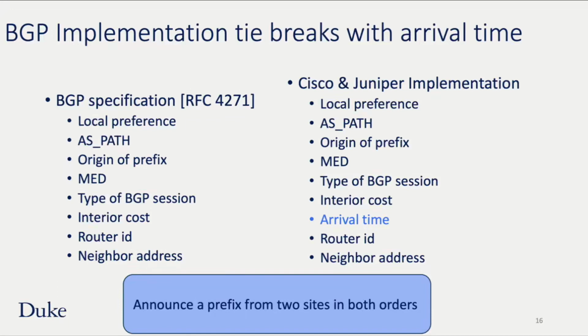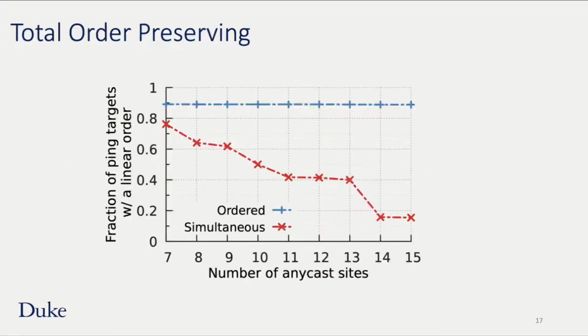That means if all the above factors are the same, the routers will just select the optimal path based on the arrival time. So in order to solve this problem, we announce the prefix from two different sites in both orders. This has a huge influence on the clients who can have a total linear order. The red line here shows the portion of clients which will preserve a consistent linear order in the end for 15 sites if we announce to both of the sites simultaneously. And the blue line shows what the portion of clients that keep it will be if we use an ordered announcement order.